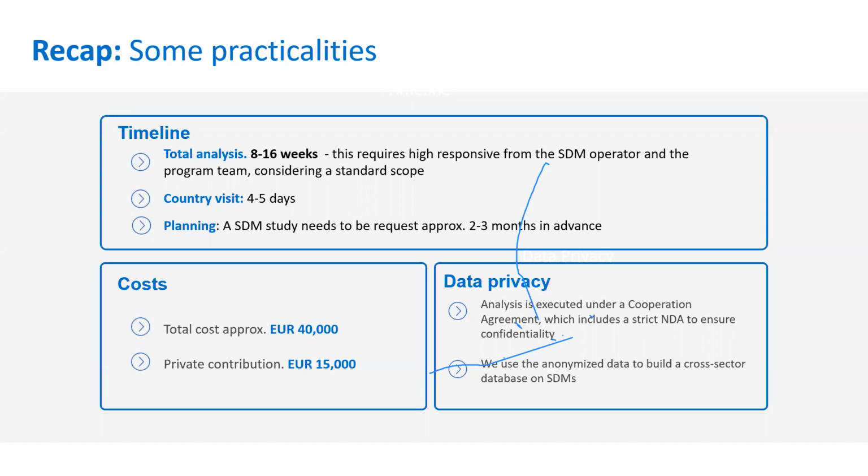And like I said earlier, the total cost is 40,000, the private contribution is 15, and the difference is paid by IDH. If it's financed by FarmFit, we do it. If it's financed by the program, the program pays this, and if it's a joint case, we share this. On data privacy, for the analysis we have a cooperation agreement with a strict NDA and our own terms and conditions, and we also use this data on an anonymized basis to build a cross-sector database.